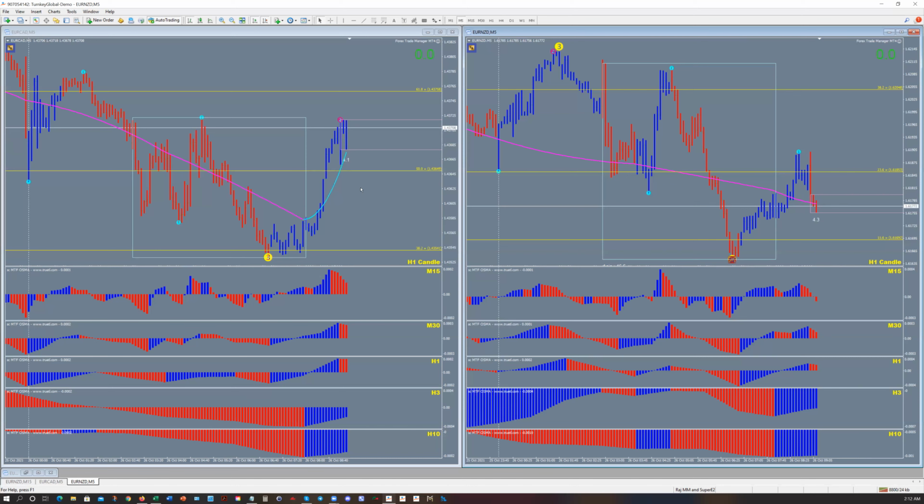Make sense, guys? Yes. We shouldn't be jumping into trades just because the currency meter is telling us that it's doing something. Completely right.